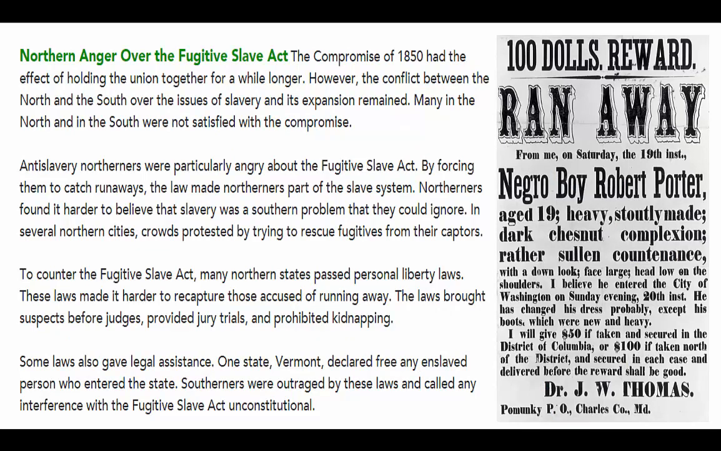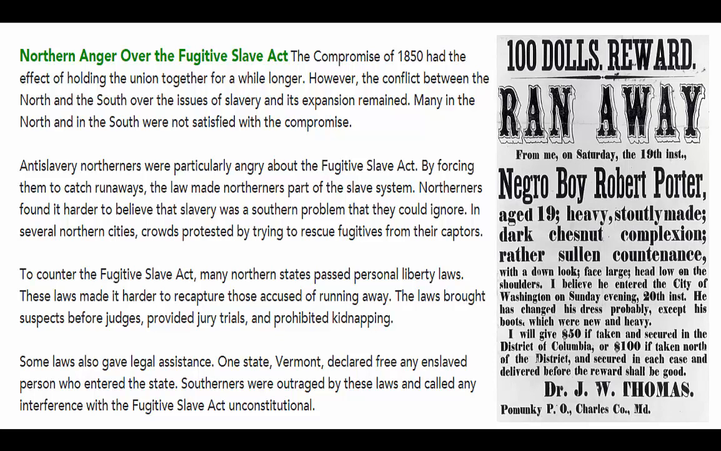Northern anger over the Fugitive Slave Act. The Compromise of 1850 had the effect of holding the Union together for a while longer. However, the conflict between the North and the South over the issue of slavery and its expansion remained. Many in the North and in the South were not satisfied with the compromise. Anti-slavery Northerners were particularly angry about the Fugitive Slave Act.